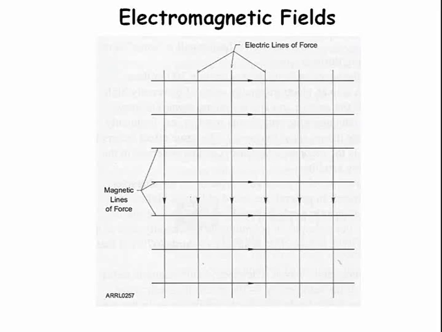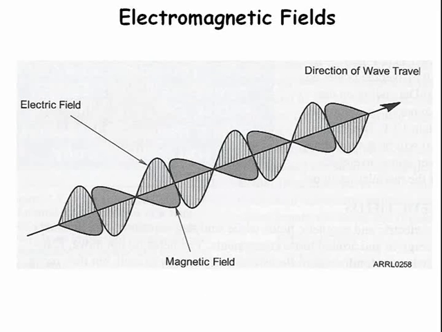Electromagnetic fields. Electromagnetic fields are made up of magnetic lines of force and electric lines of force at right angles to one another. Here's another illustration of electromagnetic fields.